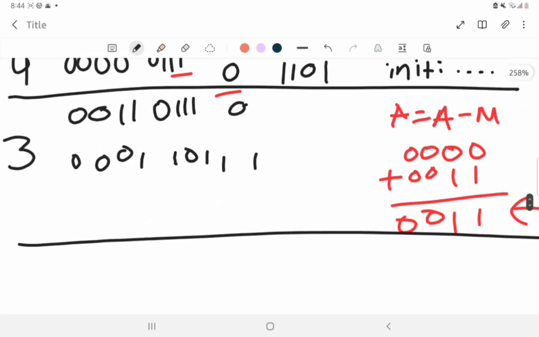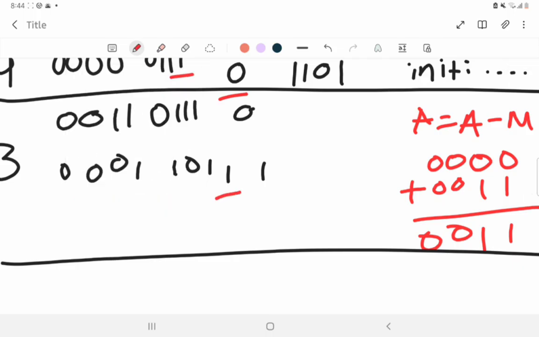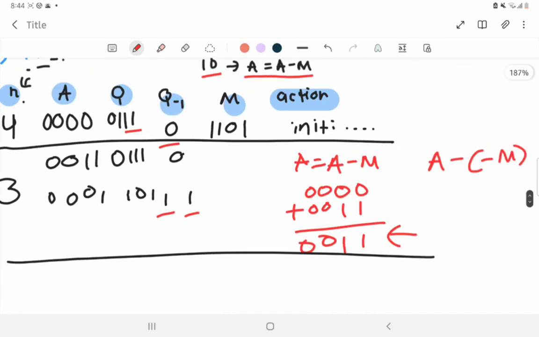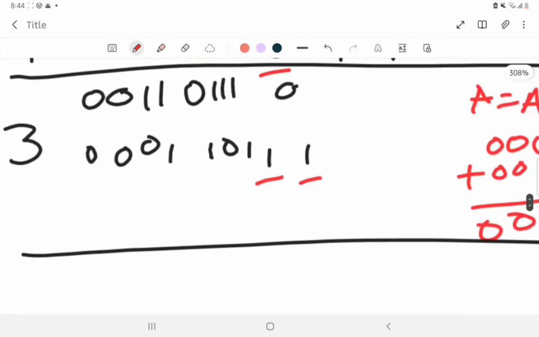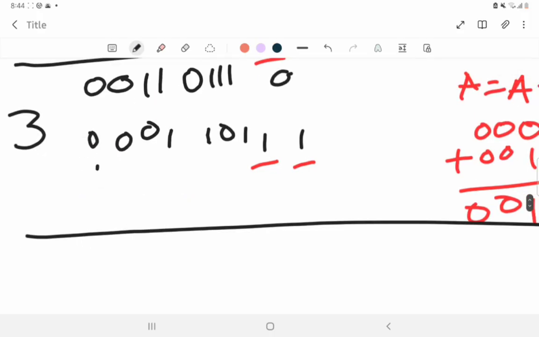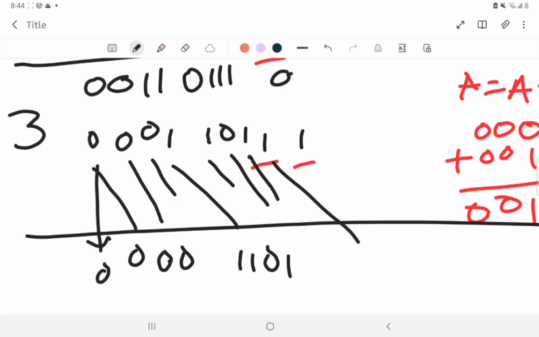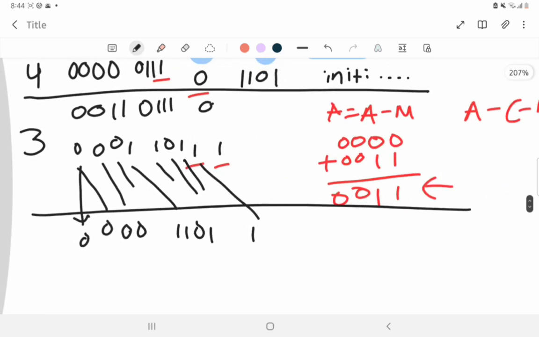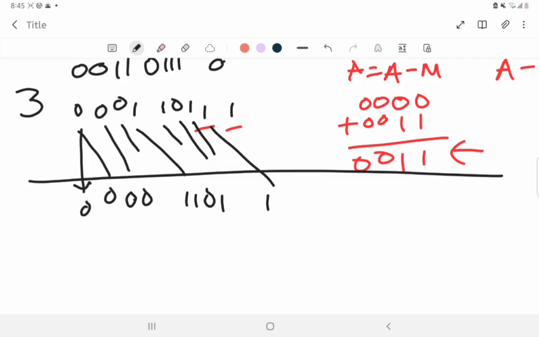Now we look again at the Q and Q minus 1. Now it's 1, 1. So what I told you is 1, 1, shift, just shift. So you do the same. Just do the same. 0, 0, 0, 0, 1, 1, 0, 1, 1. Okay. This is 2.